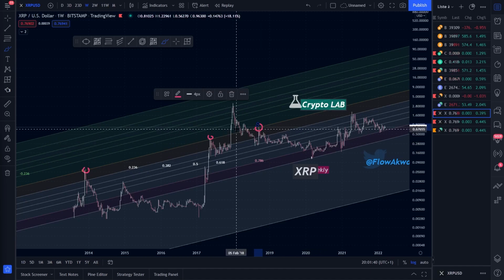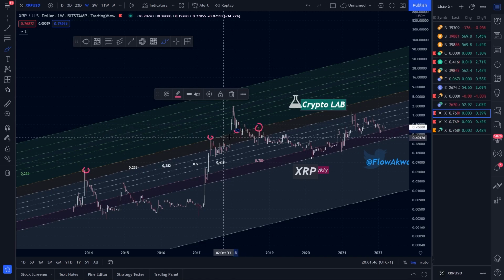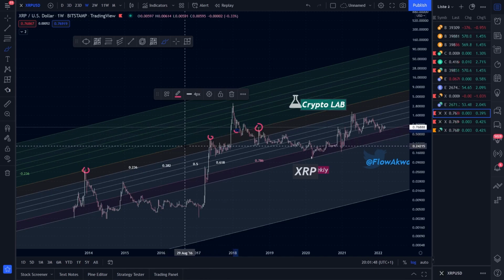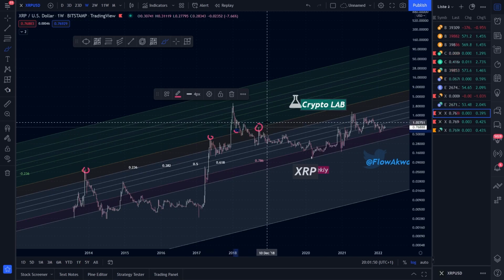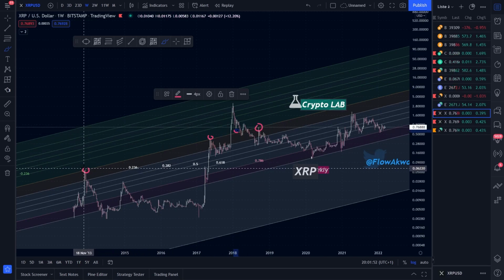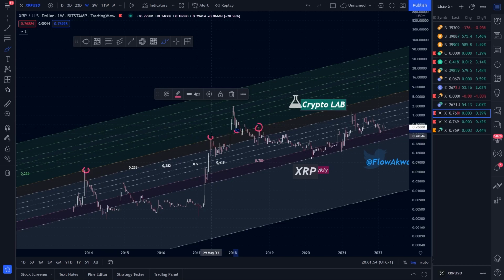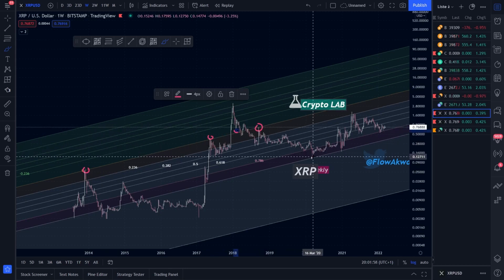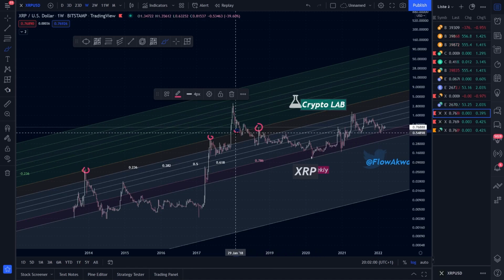Then I saw that just right here, we almost touched the line, which is confirming that this line is very, very important for XRP because we used it as a resistance here, again a resistance, a strong resistance that led us to the downside, and here we used it as a support.